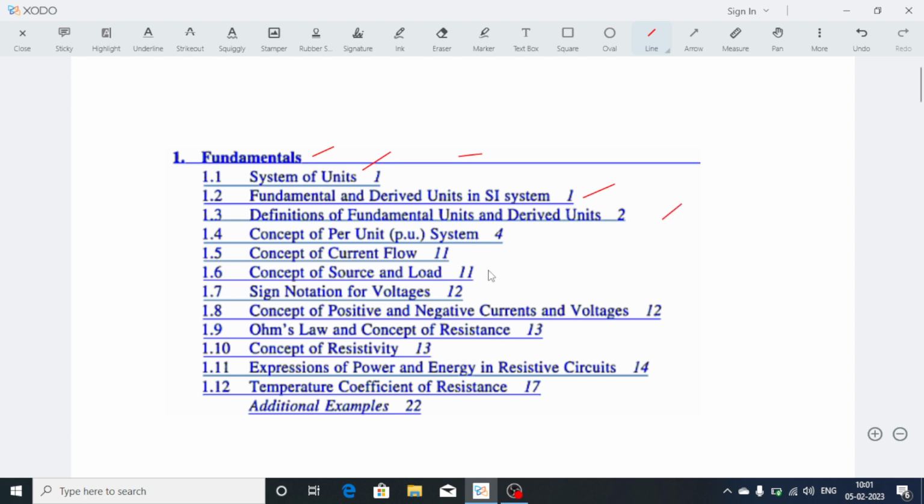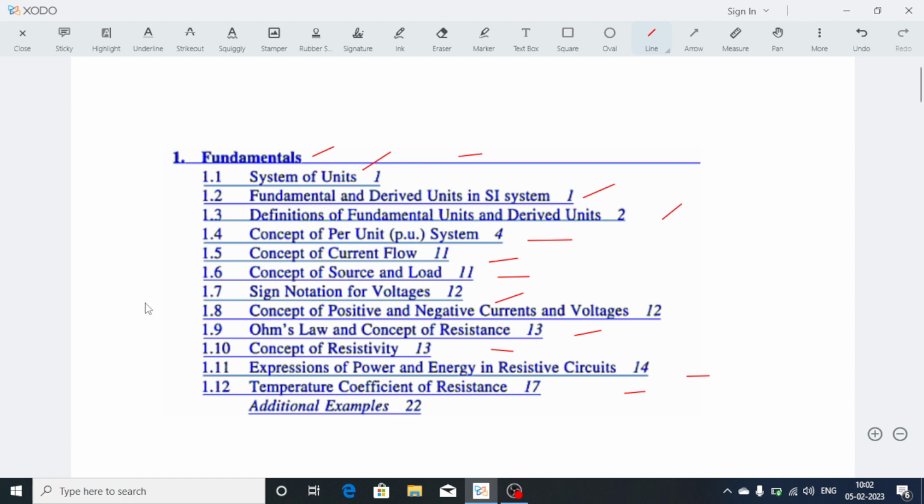After that I will discuss the concept of per unit system, then the concept of current flow, then the concept of force and load, sign notation for voltages, concept of power and negative currents and voltages, Ohm's law and the concept of resistance. Also I will discuss the concept of resistivity. Also, I will discuss expressions of power and energy in a resistive circuit, and temperature coefficient of resistance.